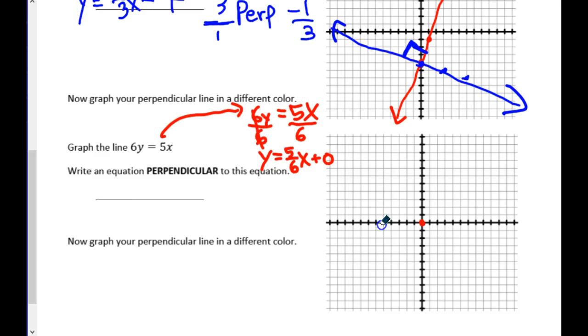Let's graph, and our rise over run is 5 over 6. Which direction is that going? Up and to the right. So rise 5, up, run 6, right. 1, 2, 3, 4, 5. 1, 2, 3, 4, 5, 6. Okay. And then make your super straight line, go through it. Does everyone have that graphed?